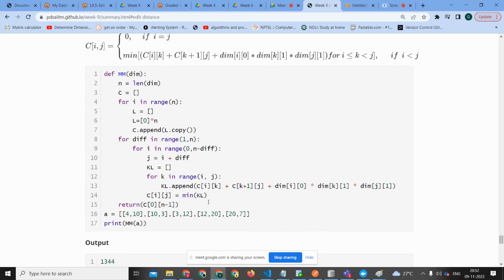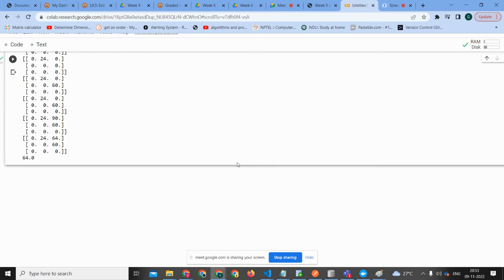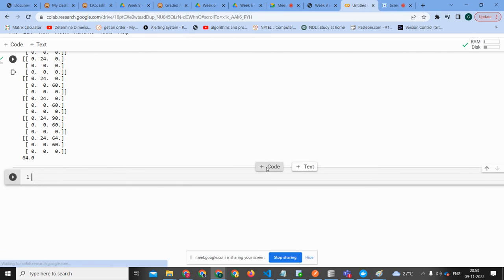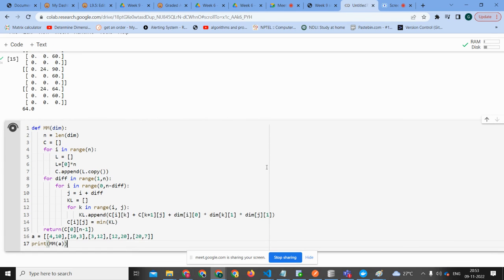So we are passing all these things. Five matrices, the shapes of five matrices are given, and n is the length of the list. And C is an empty list, for i in range of 5 in this case. And L is 0. So what's happening here? Let me take it so that we can do some visualization and see. Where is the code?